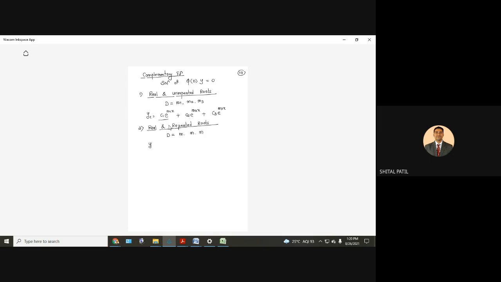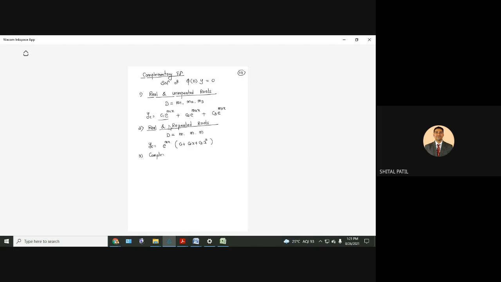Okay, so y of c equal to e raised to mx. Why e raised to mx? M is a real number, therefore. Then c1 plus c2x plus c3 x square. If 5 roots are there, c1 plus c2x plus c3x square plus c4 x cube plus c5 x raised to 4, and then e raised to mx. Hope everyone is getting this.